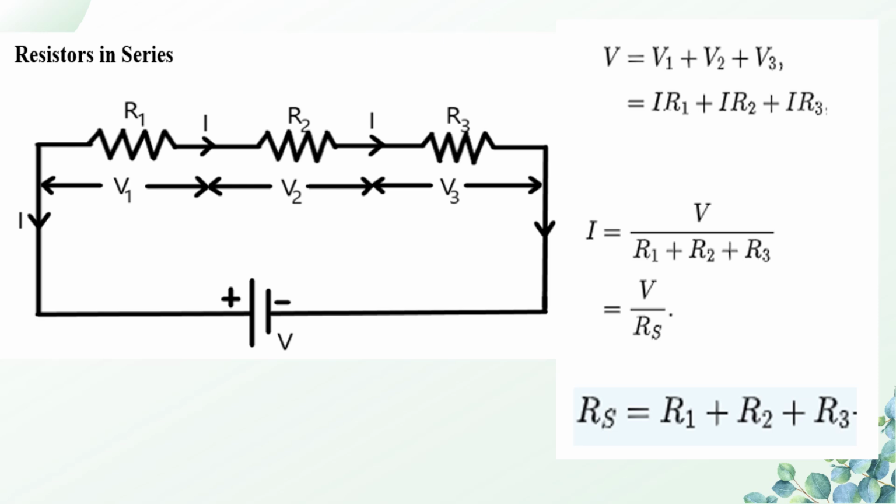Now from this equation we can calculate I as I is equal to V by R1 plus R2 plus R3. And we know that the total current through the circuit I is equal to V by the total resistance Rs. If we equate these 2 equations, V and V get cancelled. So the remaining is Rs is equal to R1 plus R2 plus R3. Here we come to the conclusion that when resistors are connected in series, the total resistance of the series is equal to the sum of all the resistances.